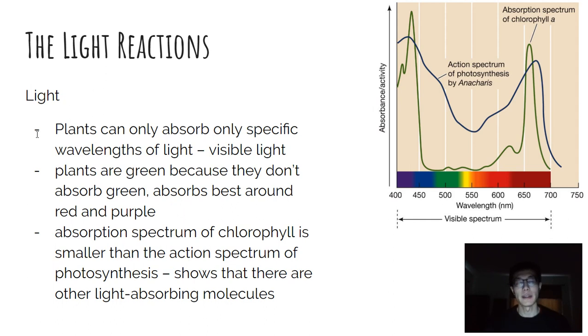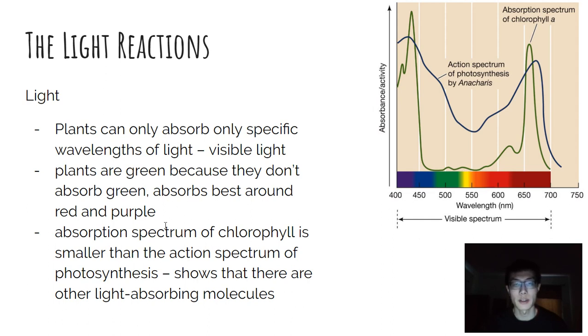Plants can only absorb specific wavelengths of light, and we're talking about visible light over here. Plants are mostly green because they don't absorb green. According to this particular spectrum, they absorb best around the reddish range and the purplish range. If we're looking at absorbance activity, it's highest around the purple-blue range and the red range, and not so much in the green range.